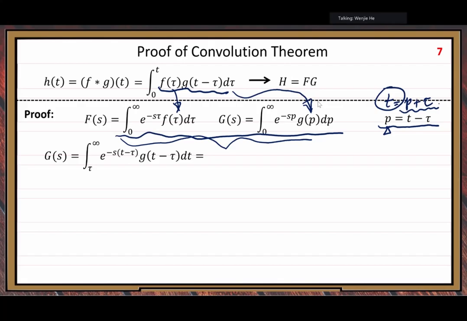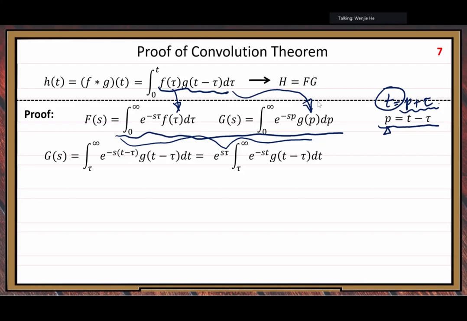Tau is constant. That means the factor e to the negative s times, multiplied through, e to the s tau, has nothing to do with t. You can factor it out. There is no variable in it, right? s and tau are both constants, so you factor this exponential function out. Inside, you have that current form.